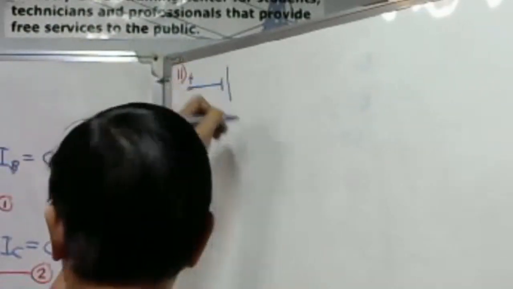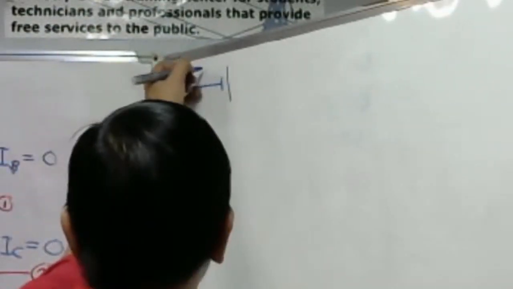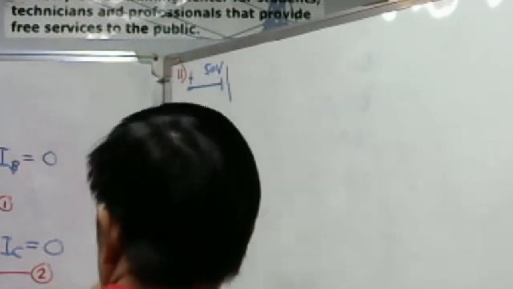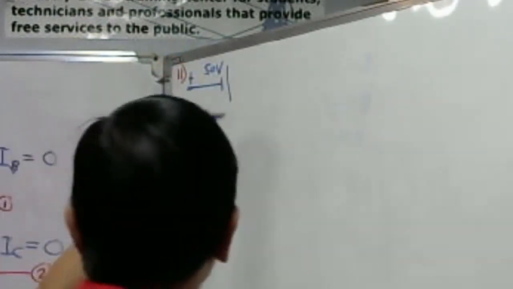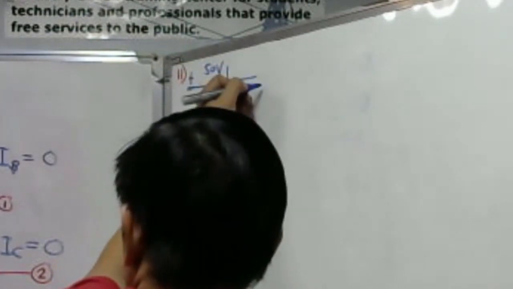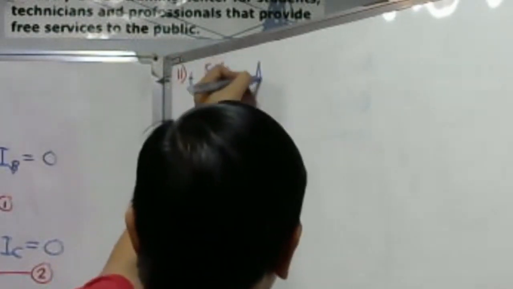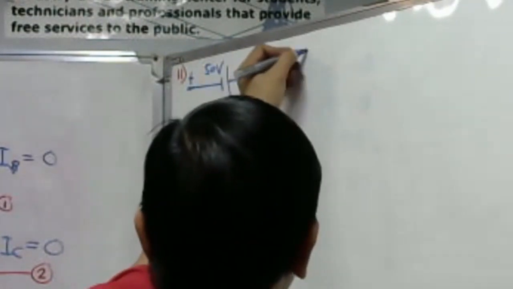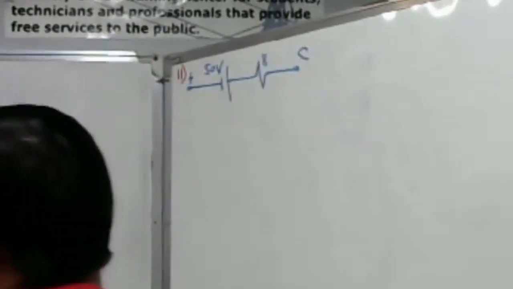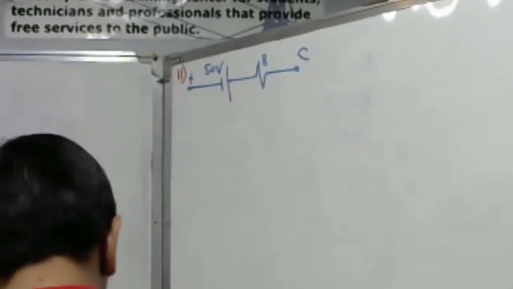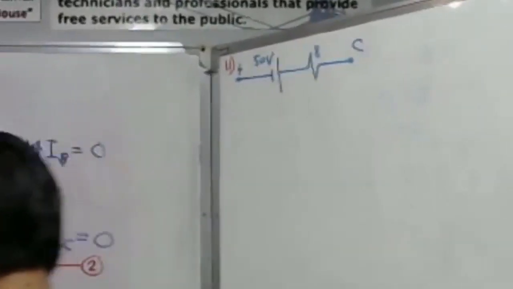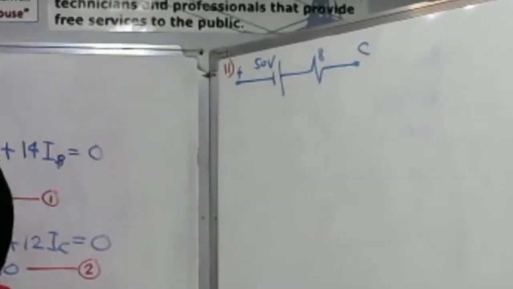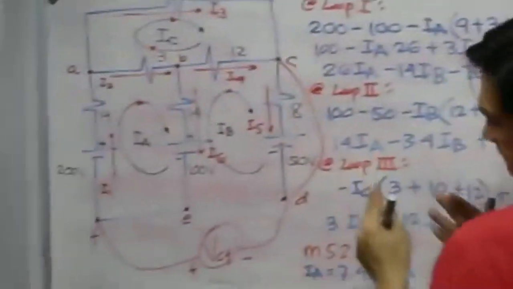Let us trace here. This is the 50 volt source. And then the positive terminal is simply connected with the 8 ohm resistor. And then this is our point C. Okay? And then let's take a look here at our current flowing through our 8 ohm resistor, I5. You should not change the current.